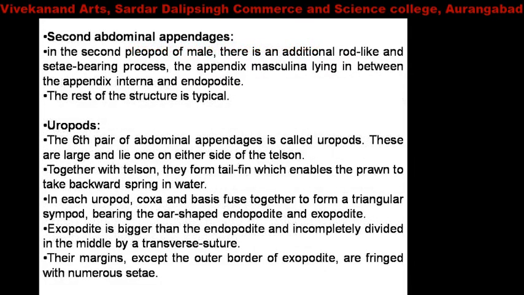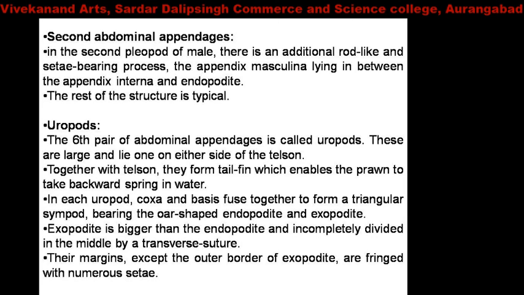So, there are 6 abdominal appendages: first, second, third, fourth, fifth, and sixth. Here, first and second abdominal appendages we discussed. Rest of third, fourth, fifth, and sixth are the typical ones. And last, sixth pair of abdominal appendages is called the uropod. These are large and lie one on either side of the telson. Telson means the tail region. Together with telson, they form a tail fin which enables the prawn to take a backward swing in water.